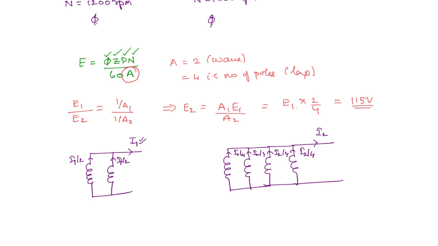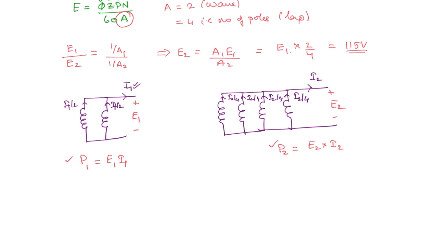Now what is the voltage across this? This is E1. The voltage across this is E2. So now the power P1 is equal to E1 into I1, and power P2 is equal to E2 into I2. Now we know P1, we have to find P2. Here E1 and E2 are known. There is no information about I1 and I2, right? So how will you find it out? The resistance of each winding is R. And what will be the resistance in the lap case? It will be R by 2, right?